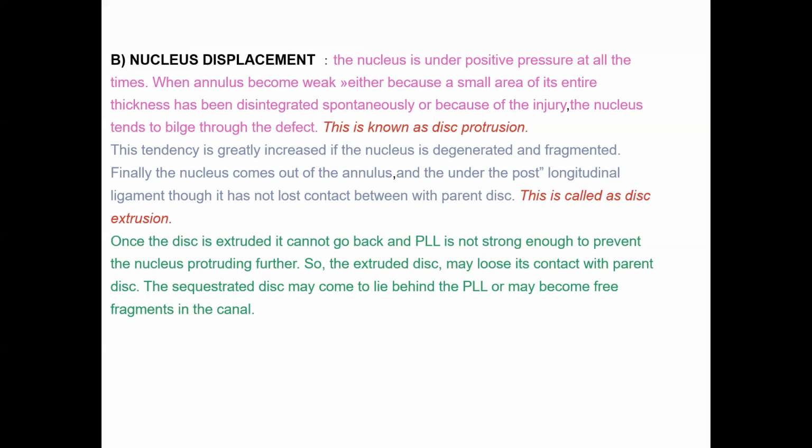Once the disc is extruded, it cannot go back and is not strong enough to prevent the nucleus protruding further. So the extruded disc may lose its contact with the parent disc. The sequestrated disc may come to lie behind the joint or may become free fragments in the canal.